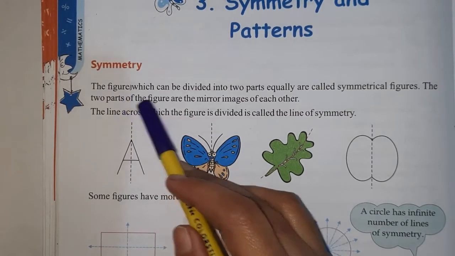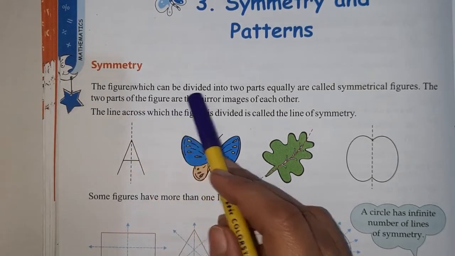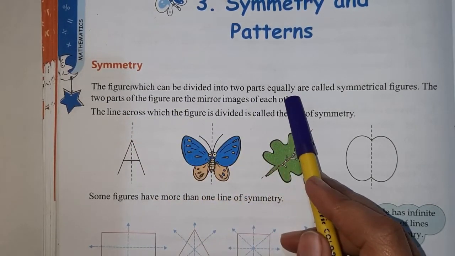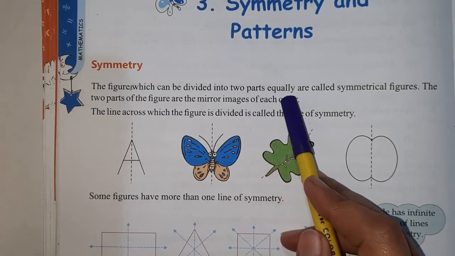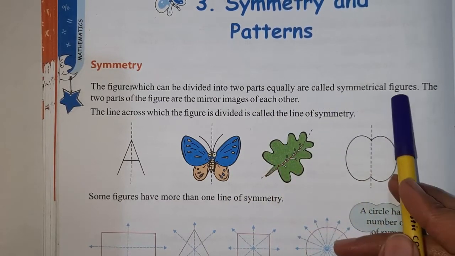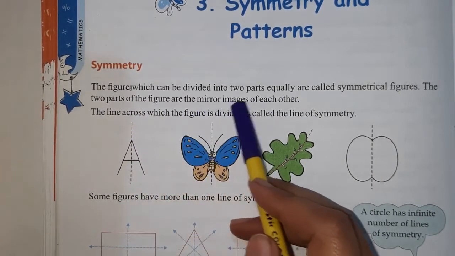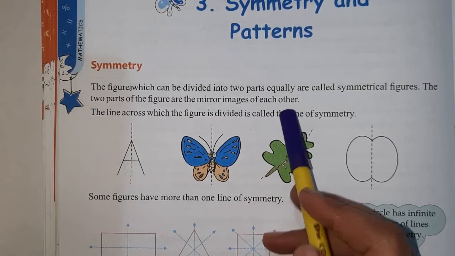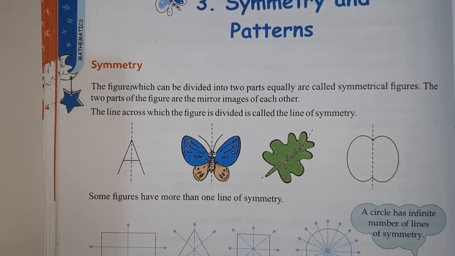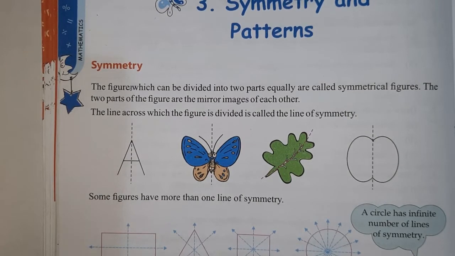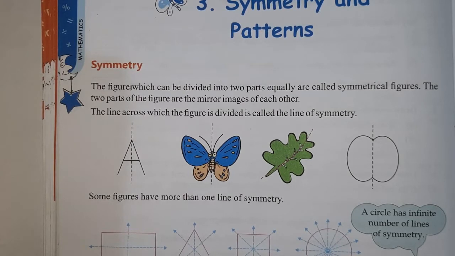Now, symmetrical figures. The figures which can be divided into two parts equally are called symmetrical figures. The two parts of the figure are the mirror images of each other. And mirror image means something that looks exactly the same as another thing, but with its left and right sides in opposite positions.